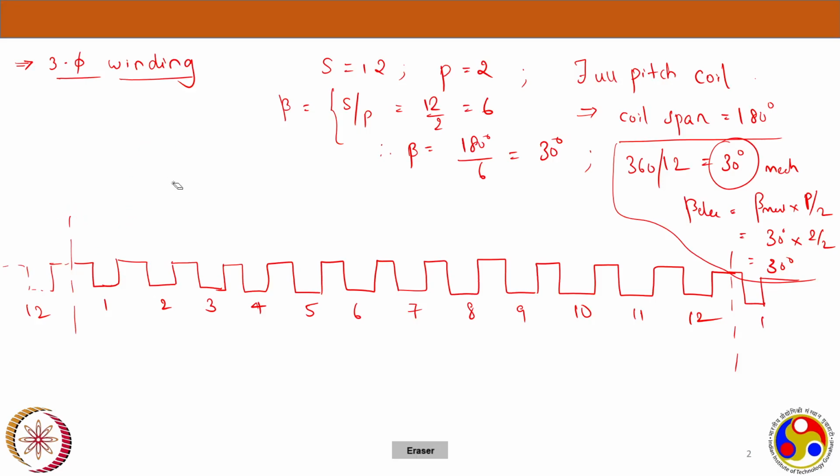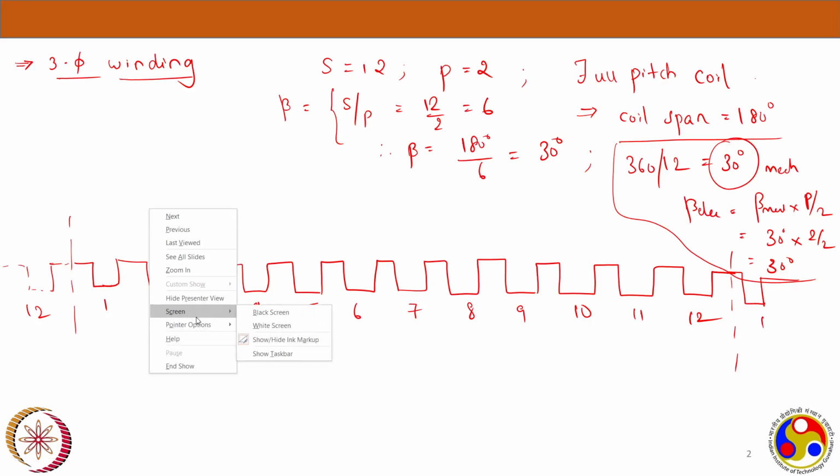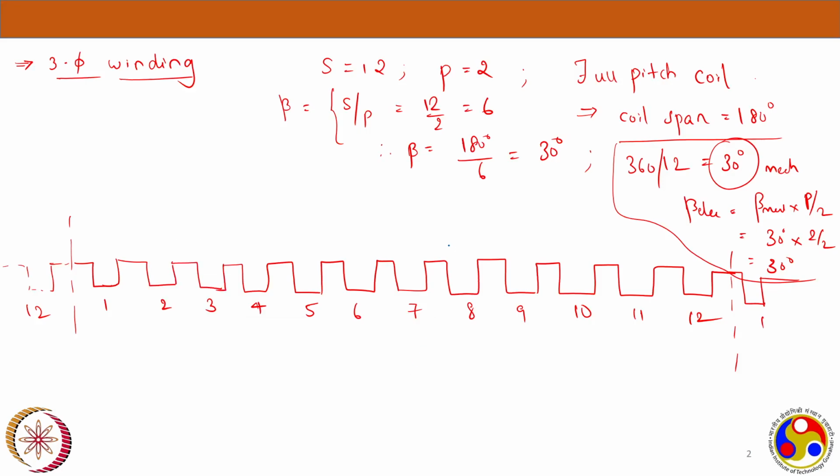I'll take another color. So let's say I placed one coil side. I mean this will go like this. Now it will come back and it will come back into another slot. So I have placed one coil in the slot 1.